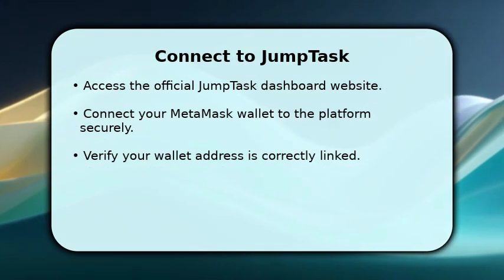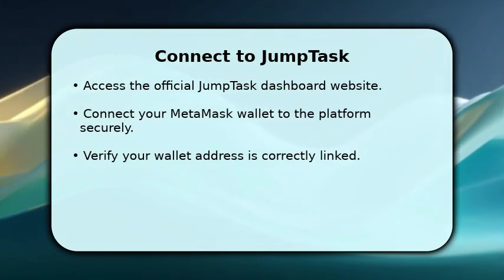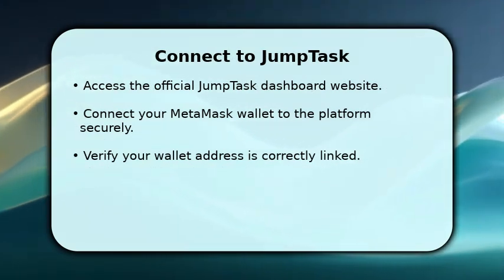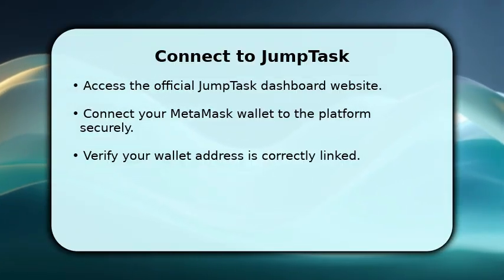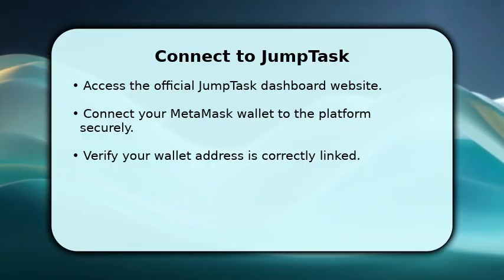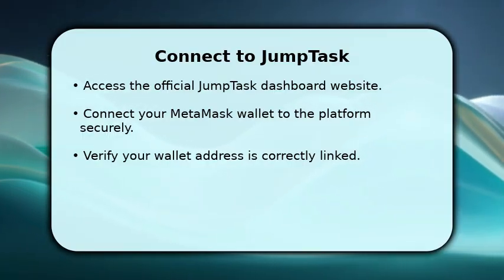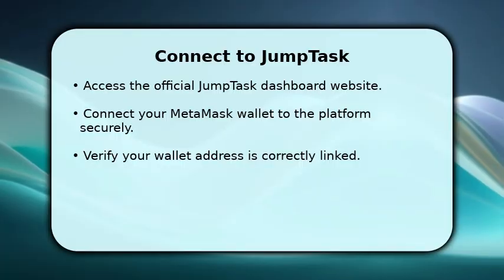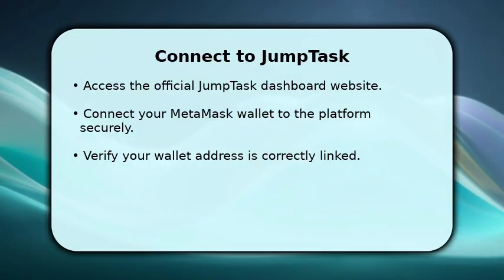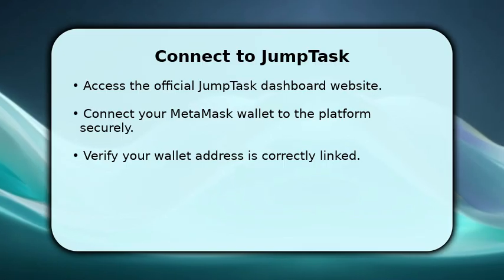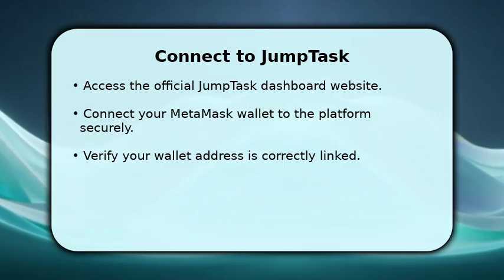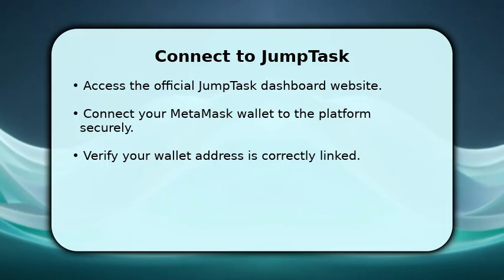To begin, navigate to the official Jmpt dashboard website. Once there, locate the Connect Wallet button, usually found in the top right corner. Select MetaMask from the options presented and approve the connection request in your wallet. Always double-check that you are on the legitimate Jmpt site to avoid phishing scams. Confirm your wallet address is correctly displayed on the dashboard before proceeding to the next step.